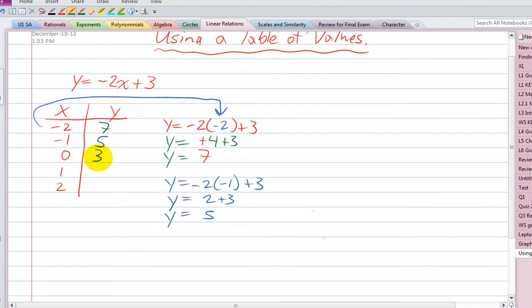Noah, what's the next one? 1 is correct. Okay. Sigmund, what's the next one? -1, that's correct. Now, because I chose some easy values for x, you saw a pattern for y. What's the pattern? Yeah, it's changing by -2 each time.